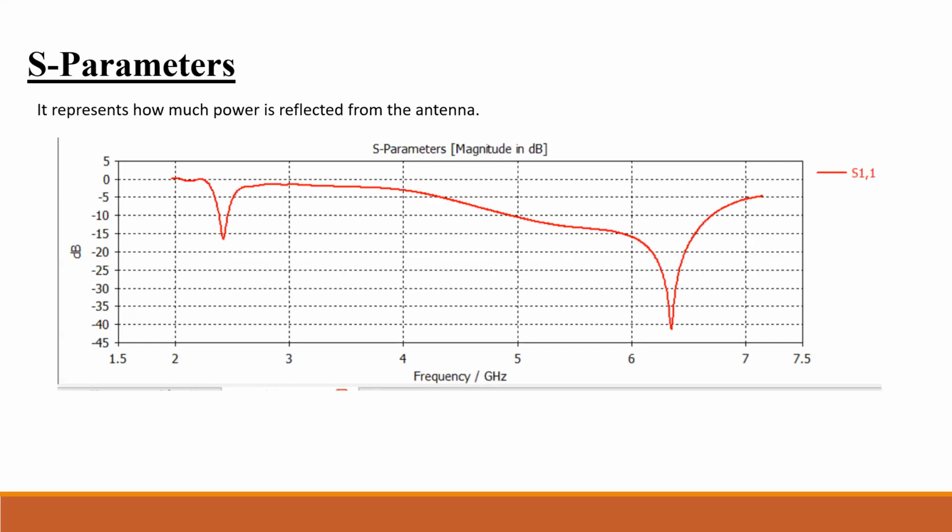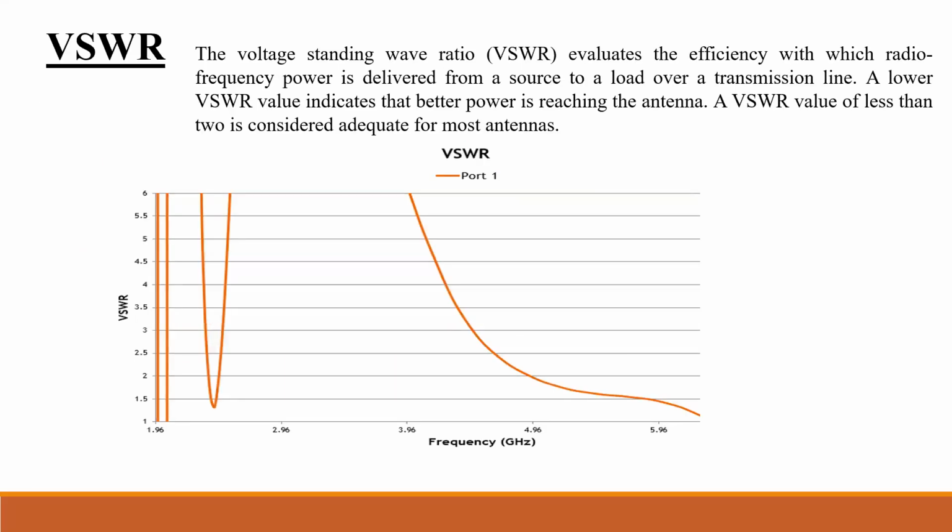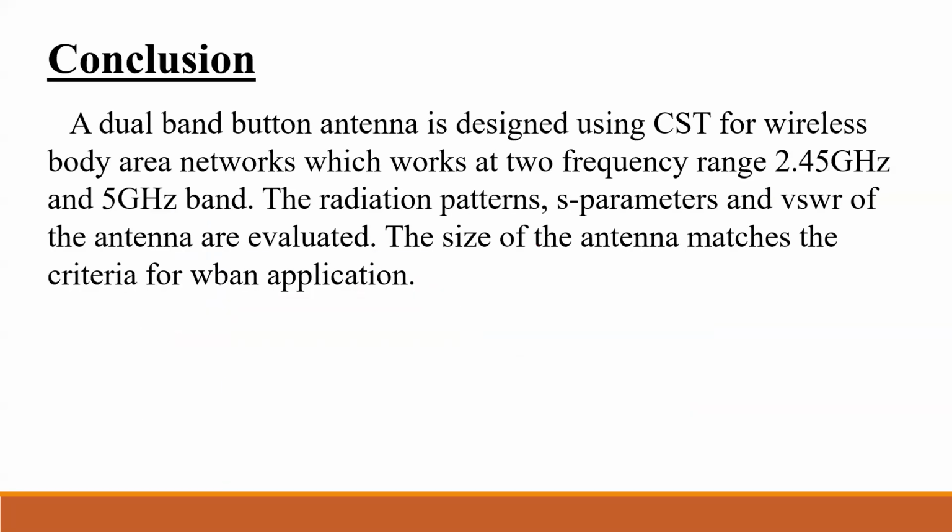So these are the S parameters which we obtained from the model. VSWR is the voltage standing wave ratio, which evaluates the efficiency with which radio frequency power is delivered from a source to a load over a transmission line. A lower VSWR value indicates that better power is reaching the antenna. A VSWR value of less than 2 is considered adequate for most antennas. So we can observe the VSWR graph where the x-axis is plotted with the frequency and the y-axis is the VSWR.